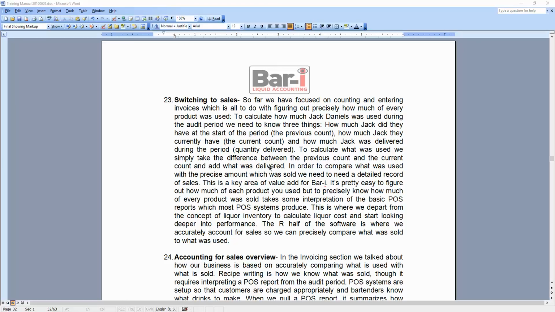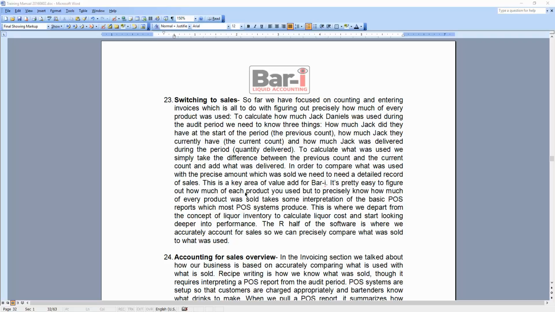So using that example from an earlier chapter, if we had 100 bottles of Budweiser at the start of the week and 50 at the end of the week, the previous count is 100, the current count is 50. Take the difference of those two, you get 50, so they've used 50, and then you add the amount delivered or invoiced, one case of 24, so the total number consumed is 74. It's a little bit different for liquor and draft beer because we're not doing whole bottles, but essentially the point is the same. We work out how many bottles we had at the start of the week, how many at the end, how many delivered, etc.